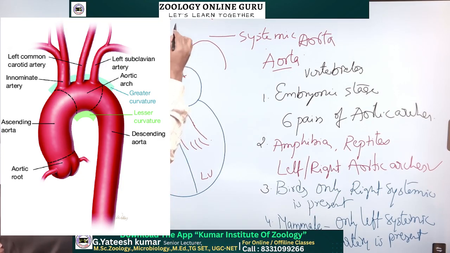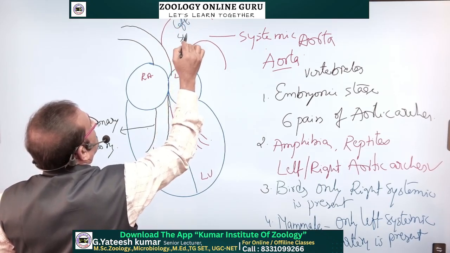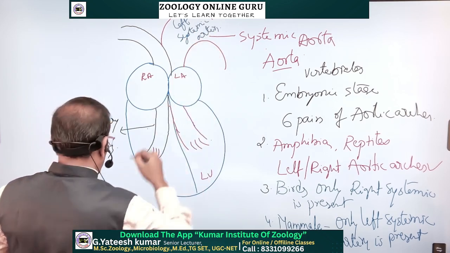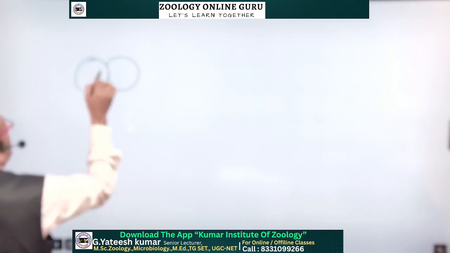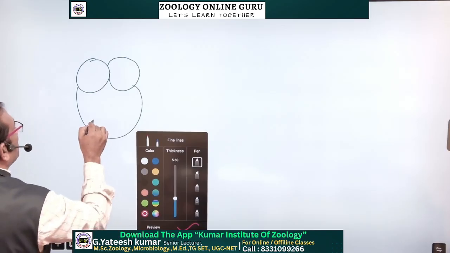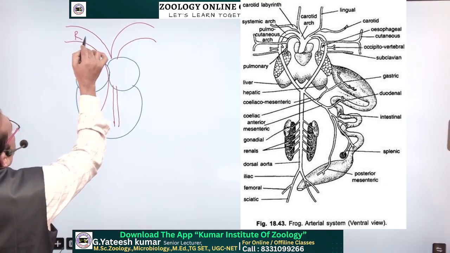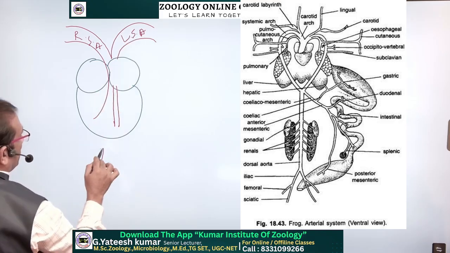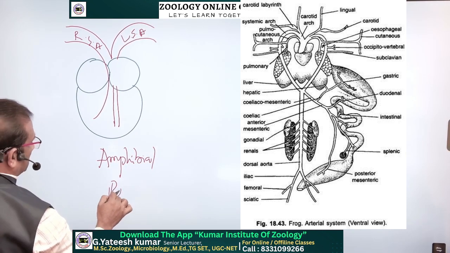So that's why we are drawing from this side, the left side, left systemic artery. That means if you see here, in the amphibia, a systemic artery is with two branches, like this. So the right systemic artery and left systemic artery both are present in the amphibia and reptiles.